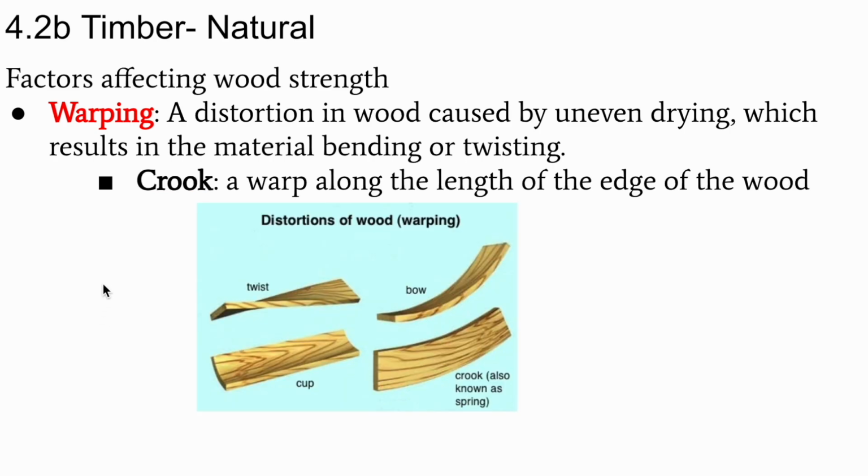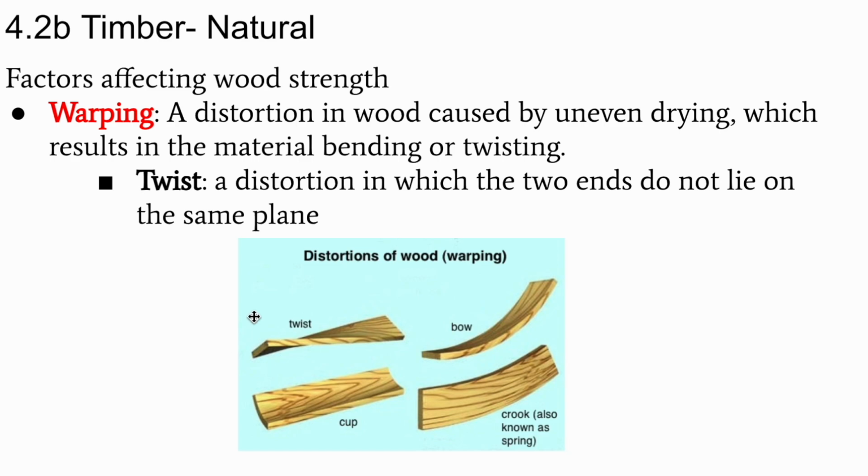A crook is a warp along the length of the edge of a piece of wood, so you can see that right here. And then of course a twist is when you get a distortion in which the two ends do not lie on the same plane. So this plane here does not lie on the same plane as that one there. And you have to be careful about that as you're drying.